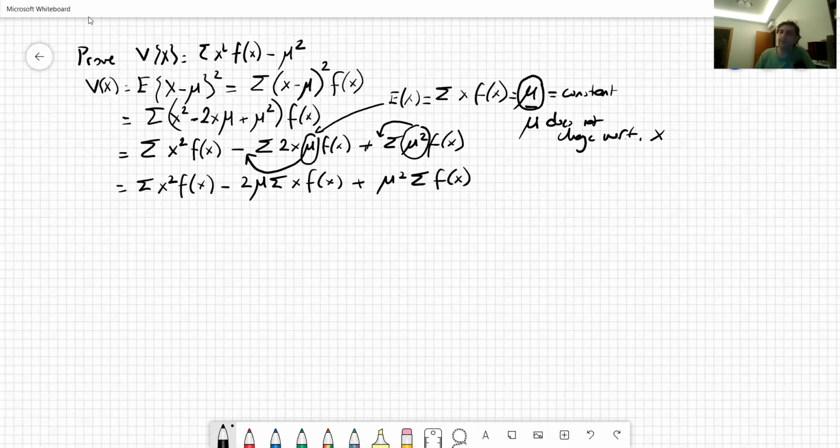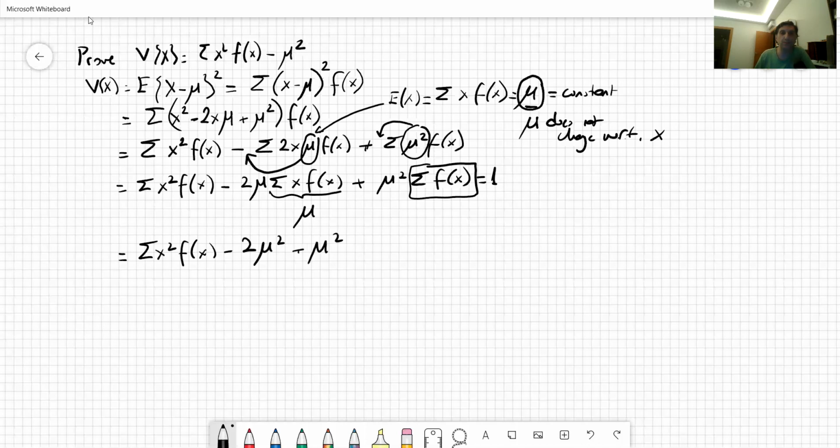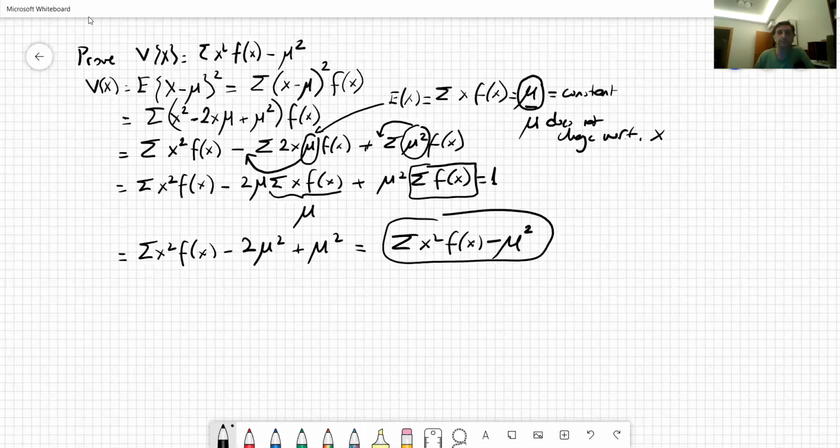Now let's use the fundamental rules of probability. This quantity, the summation of the probability mass function over the domain of x, is going to be equal to 1. And note that x times f(x), summed, is the expected value, or mu, of this distribution. Therefore, what we have here is the sum of x squared f(x) minus 2 mu squared plus mu squared. And these will be equal to minus mu squared. So we got the expression that we needed to prove. Here, the very same expression.